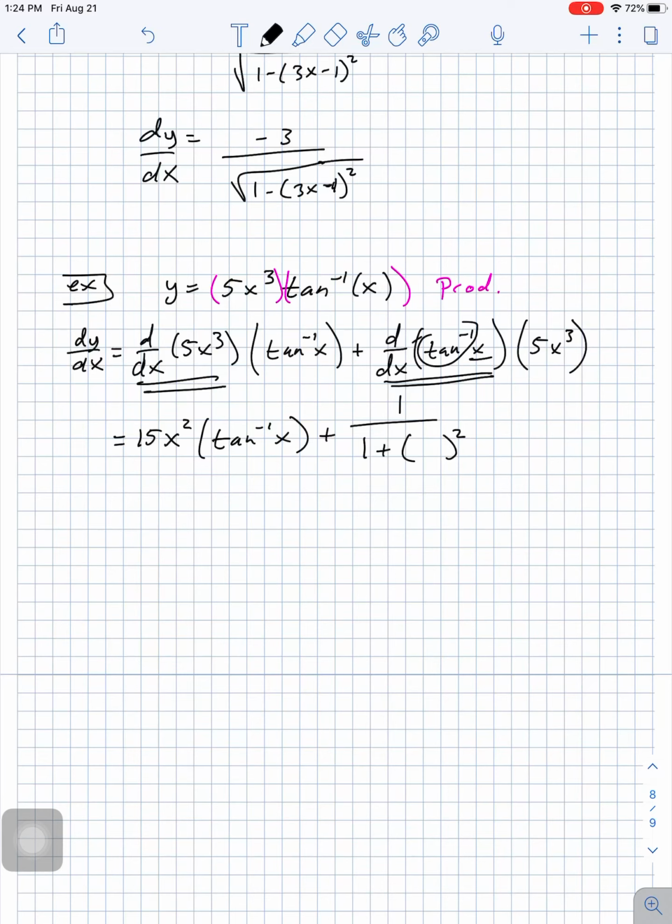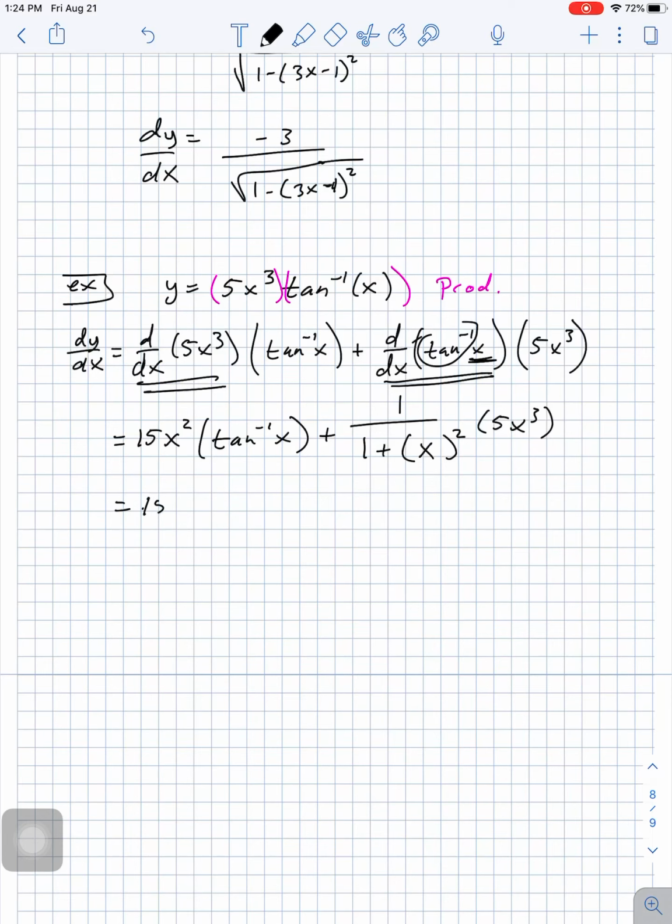Okay, so that's the derivative of my outside function evaluated at my inside function, which is just x, times the derivative of the inside function, which is 1, because the derivative of x is 1. Okay, so it is formally a chain rule, but everything is 1, so it just ends up being the formula itself, times 5x cubed. All right, and that's it.